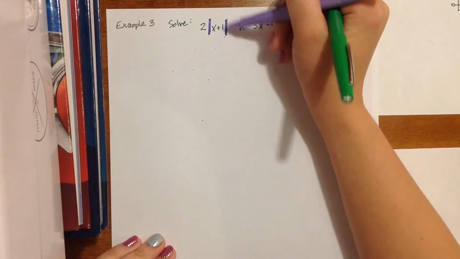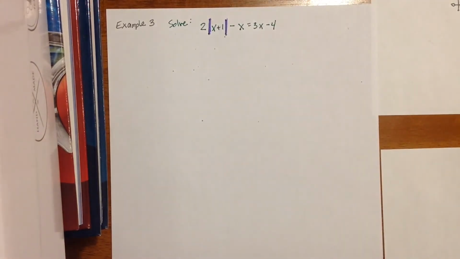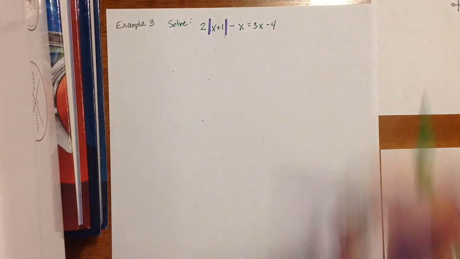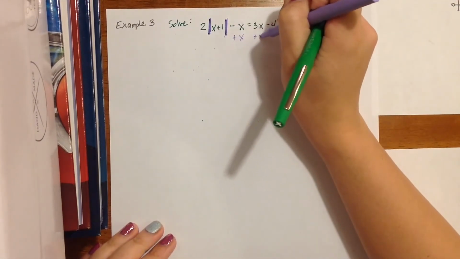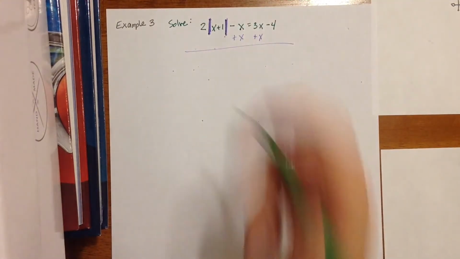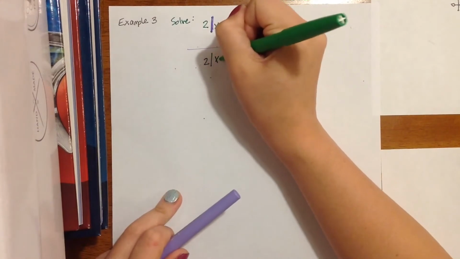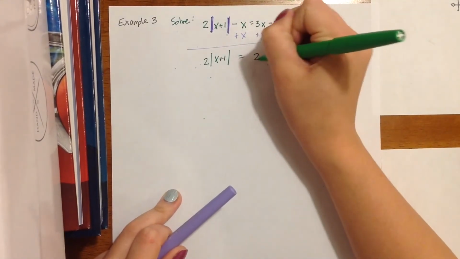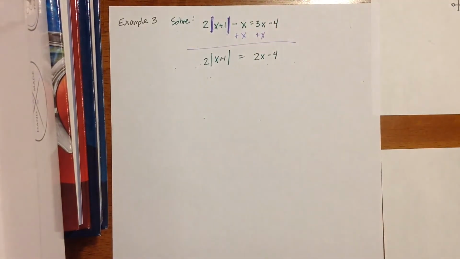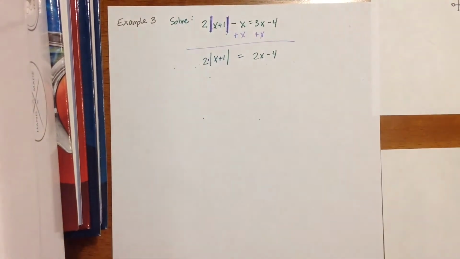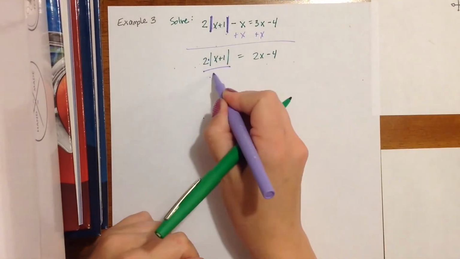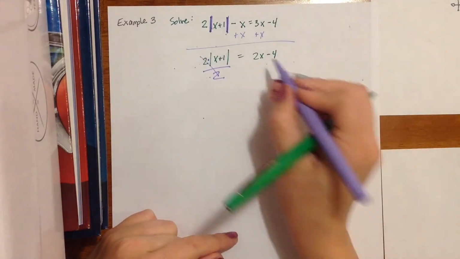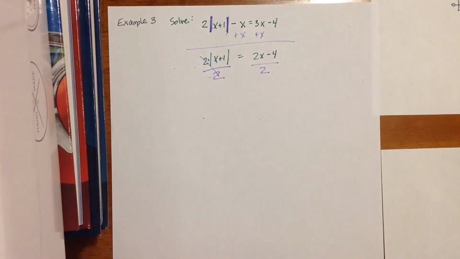Okay, so like I said, on example 2, our first order of business is getting the absolute value bars isolated. So I need the x plus 1 all by itself. So I'm going to add x to the other side. So I have 2 absolute value of x plus 1 equaling 2x minus 4. I am multiplying that 2 by the absolute value, so I'm going to divide by 2 to get rid of it there. Divide by 2.